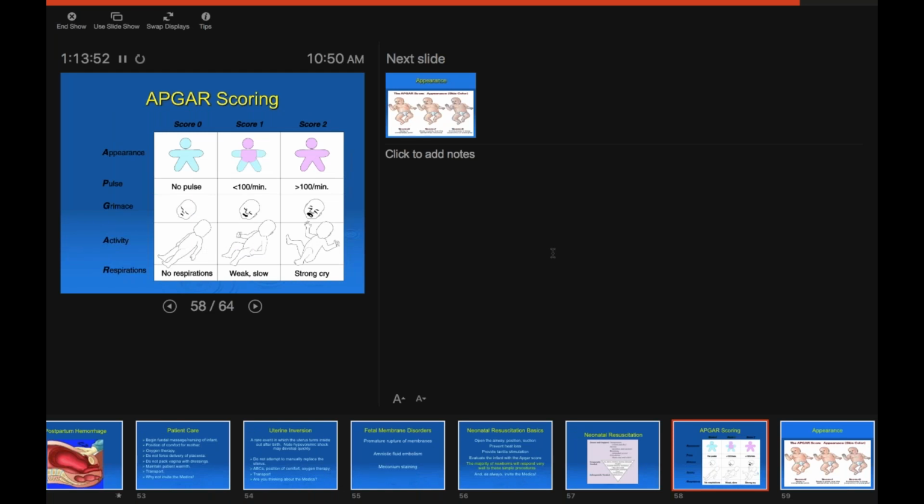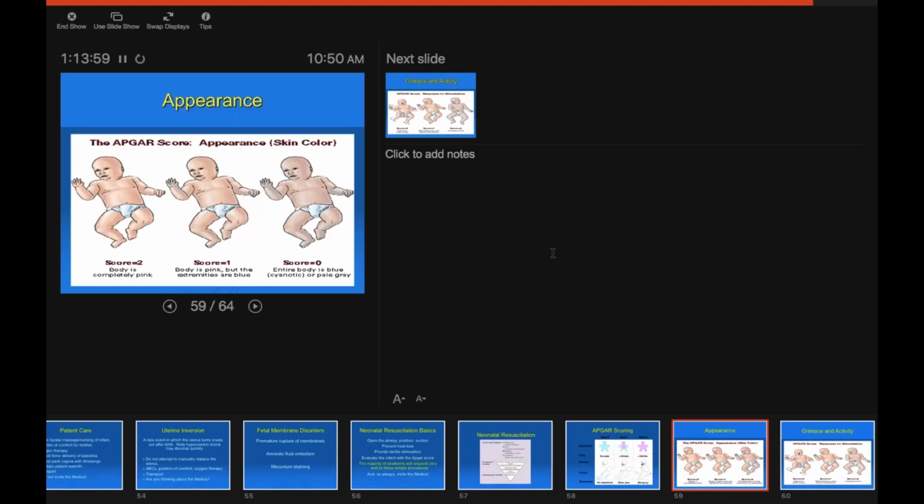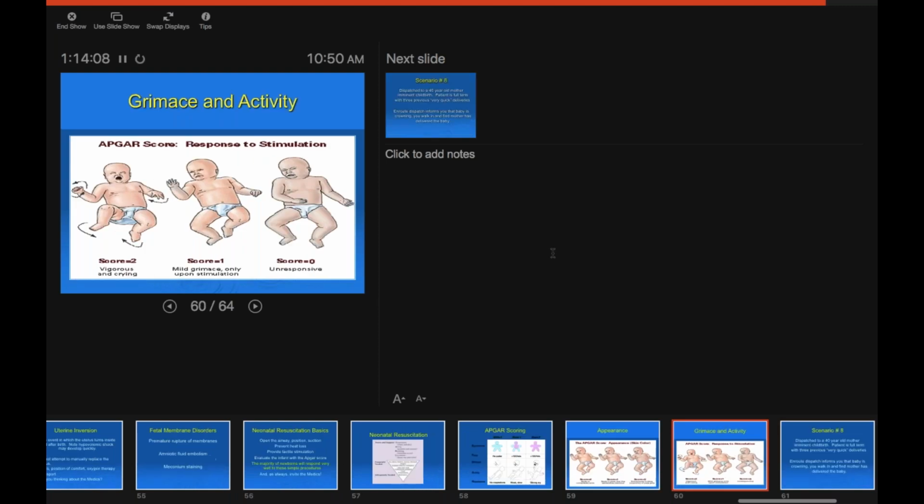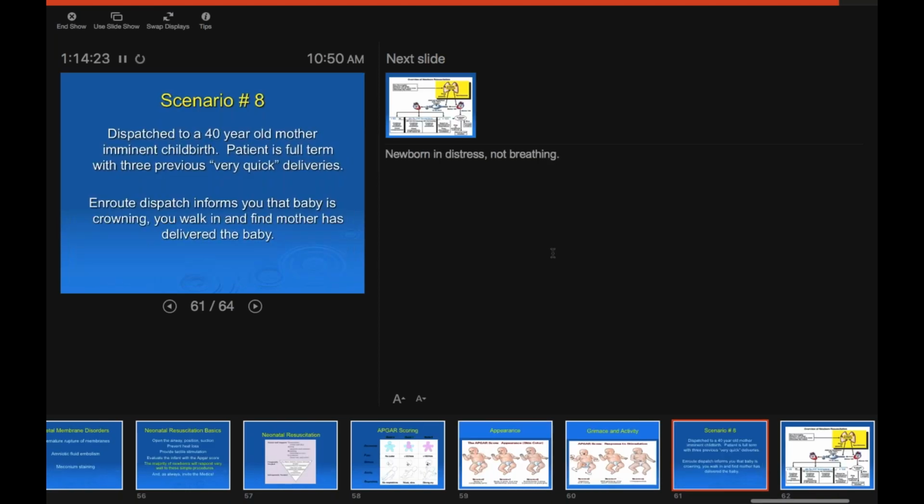This is your APGAR score here. Appearance, pulse, grimace, activity, and respirations. Appearance scores from a 0 to 2. So the body is completely pink, it's a 2. The body is pink with extremities blue, it's a 1. If the entire body is blue, it's a 0. As far as your response to stimulation, your grimace and activity, a score of 2 is vigorous and crying. Mild grimace, only upon stimulation is a 1. Unresponsive is a 0.